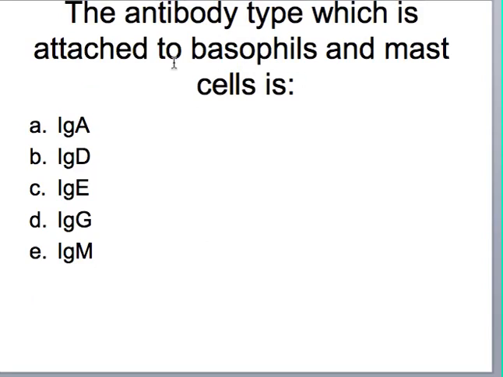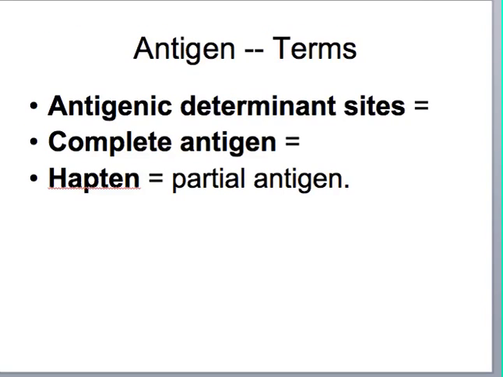So the antibody type that's attached to basophils and mast cells, you need to look that up and do it. Okay, now let's talk about some things related to antigens, and actually I think we're going to stop. We won't talk about things related to antigens. We'll take this up in our next video. Thanks.